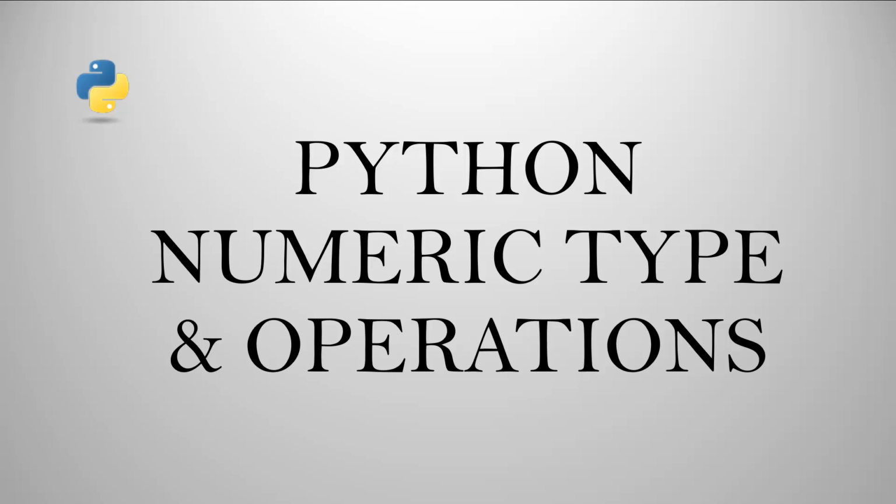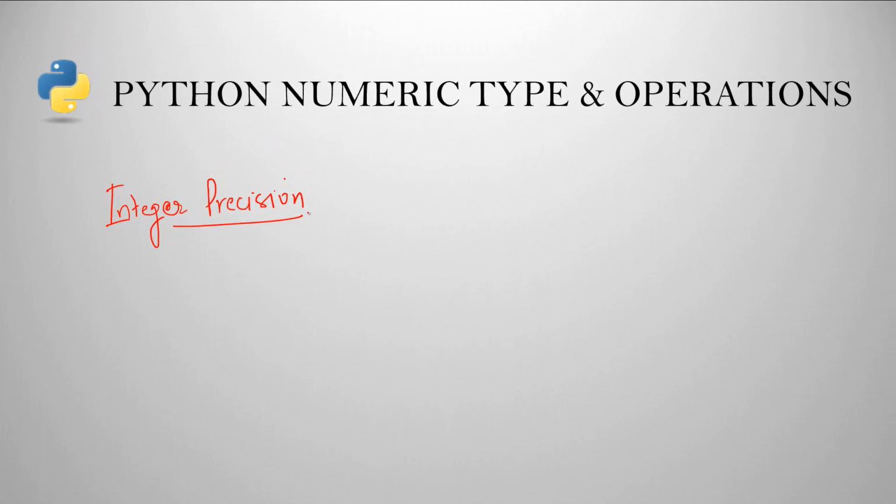Hi, in the previous video, we performed operations on numeric type objects. In this video, we are continuing the same. We ended the previous video on division, basically true division and floor division. So let's start this video from integer precision. Division may differ slightly across Python releases, but it's still fairly standard.